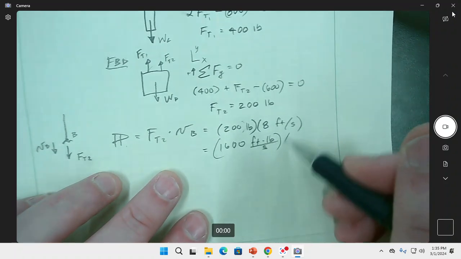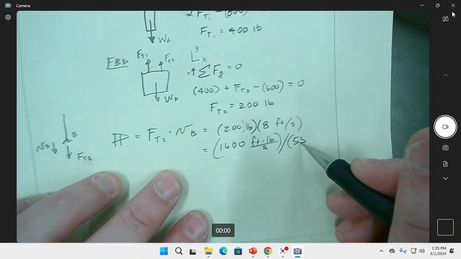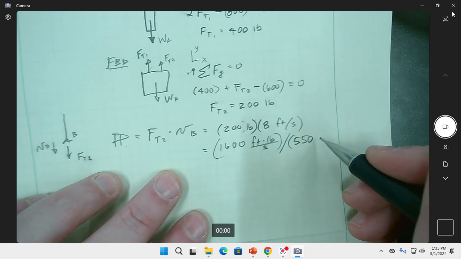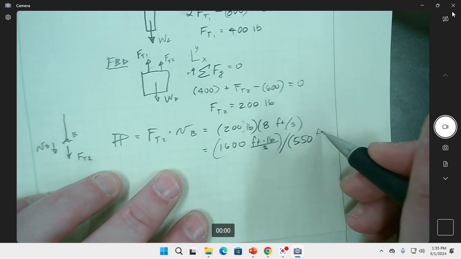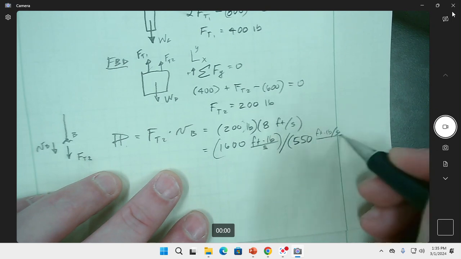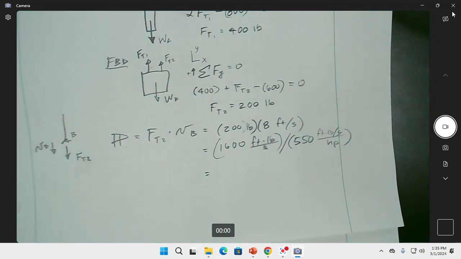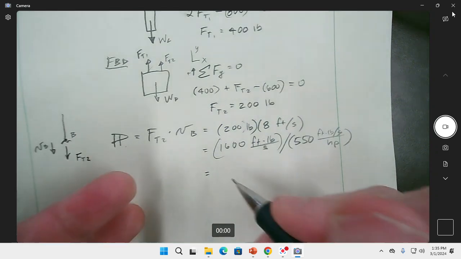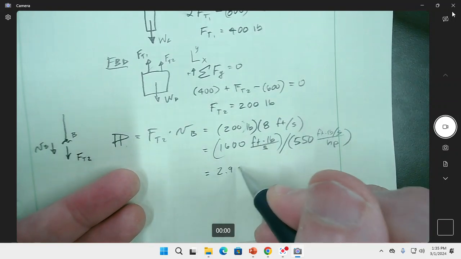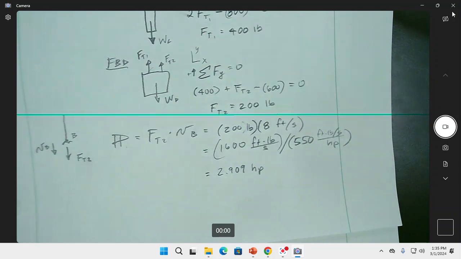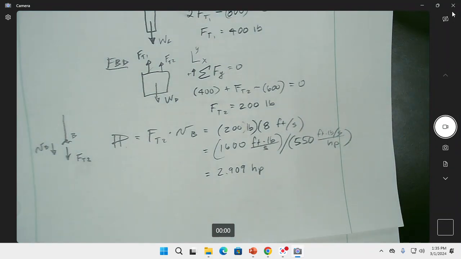And if we wanted to get these into our favorite units in power, we would divide. 550 foot-pounds per second per horsepower is a unit conversion. So 1,600 divided by 550 is 2.99 horsepower. One of the reasons we might want to do that is, I think it's really important in engineering, you always have something to compare a value to, because otherwise it's just some arbitrary number. What does the number mean? So you have something to compare to.